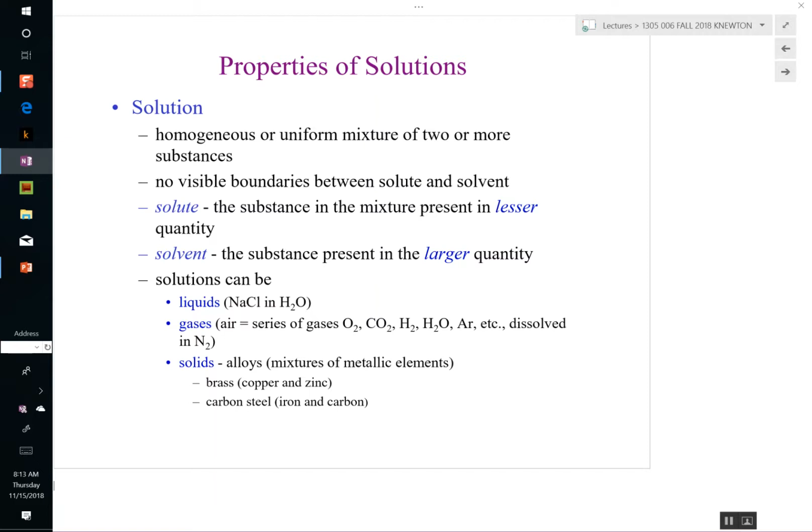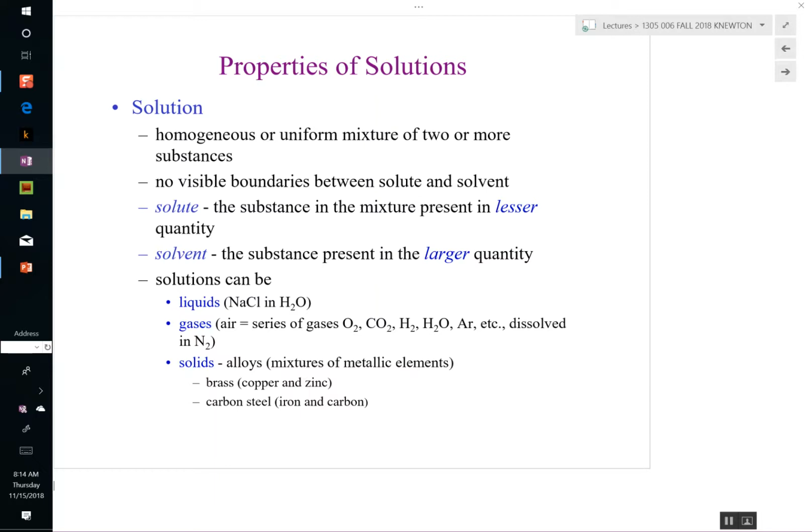You're used to liquid solutions like salt in water or sugar in water. It's an aqueous or liquid solution with water as a solvent. But air, the air we're breathing, you can think of it as a solution of oxygen dissolved in nitrogen. Air is 80% nitrogen, 20% oxygen. It is a homogeneous solution.